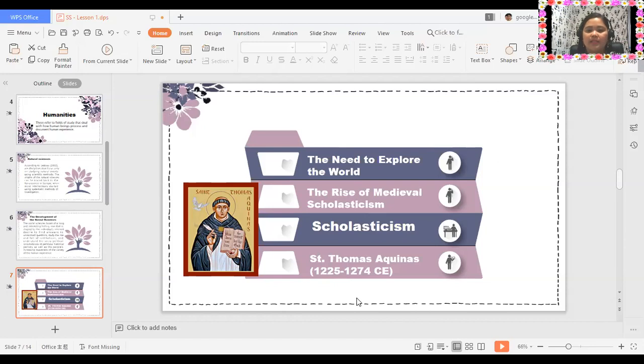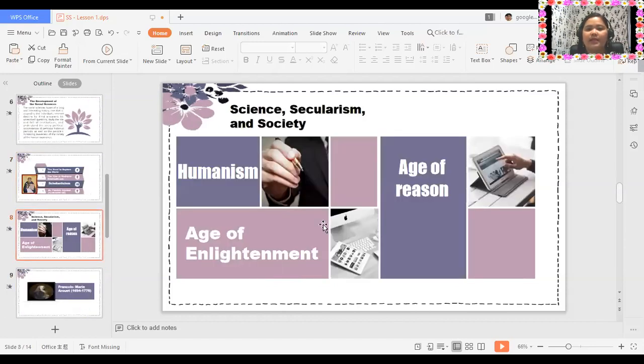So now let's go to the next one. Let's go to the next slide. So this is the secularism of science and society. Here we have the rise of humanism, the Age of Reason, and the Age of Enlightenment.